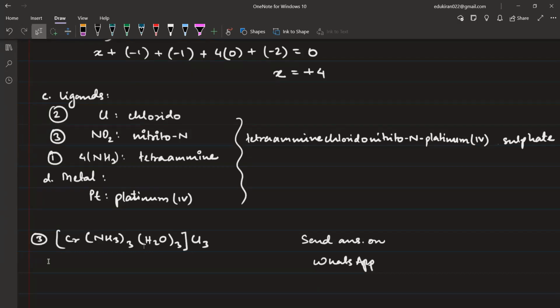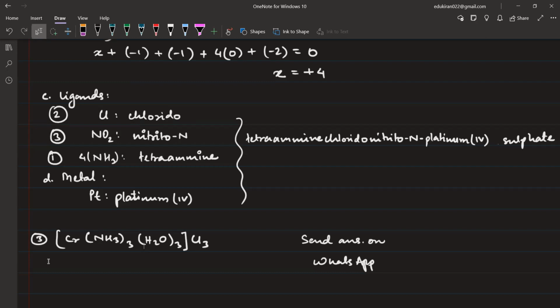Okay, I've got a lot of answers. Krishna, looking at yours. Counter ion correct, oxidation state correct. Ligand is correct, metal is correct. Very good.